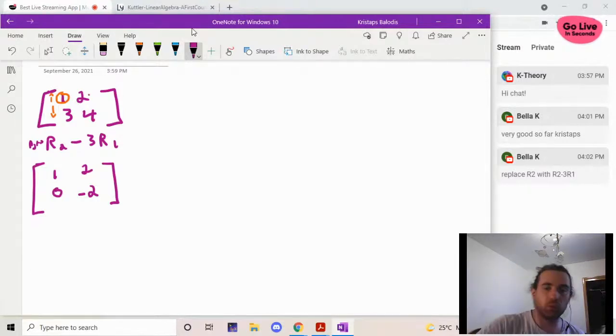I've got my leading one. I've got zeros above and below. Well, I mean, there's no rows above my leading one. So now I look to my next entry, right? This is my leading entry. And there's two things I could do here, right?